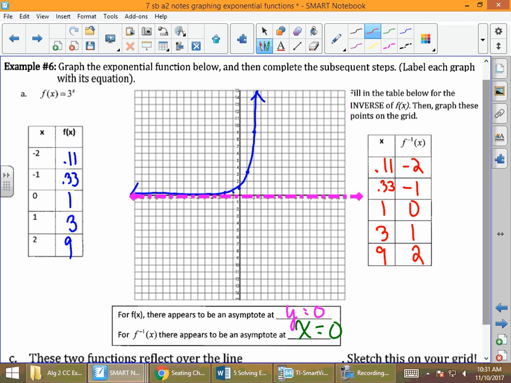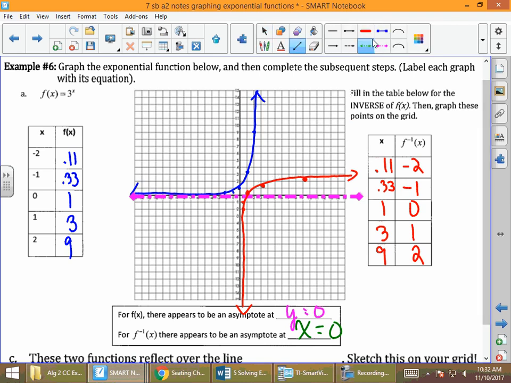So 0.11, negative 2. 0.33, negative 1. 1, 0. 3, 1. And 9, 2. But like I said, if you compare back to the one above, we can hardly tell the difference, because there's not that much difference.